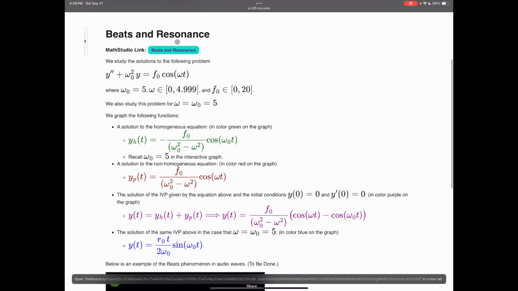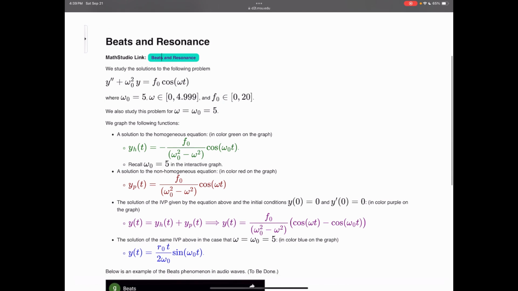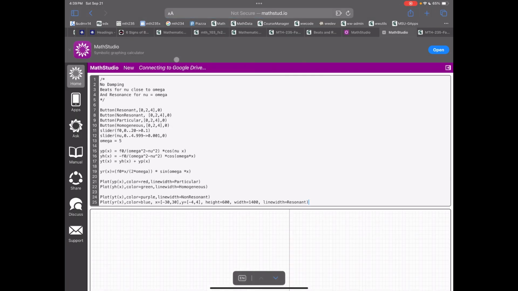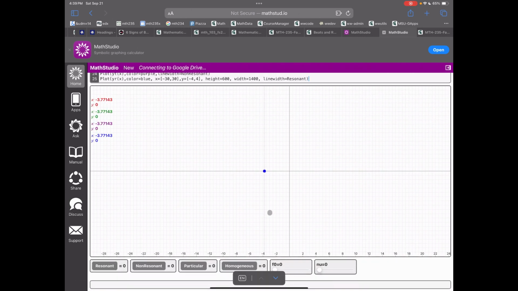If you click on the Math Studio link right there, this is the program I use to compute the graph that is down here. So we don't see anything yet. The first thing we need to do is turn on the non-resonant solution. You see it's purple here.